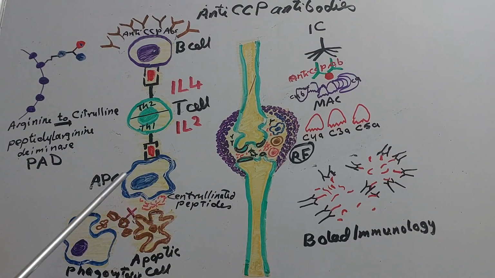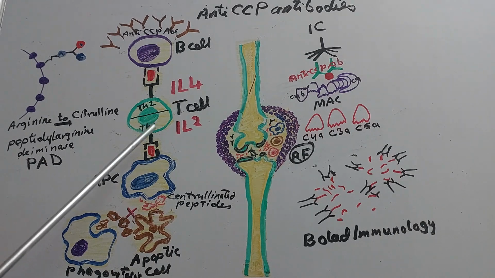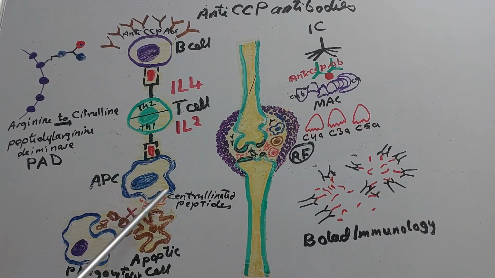So these citrullinated peptides will be taken by antigen presenting cells, for example, macrophages. They get processed inside this antigen presenting cell, and then they get presented in association with major histocompatibility class 2. And now T helper 1 interacts with a macrophage, and this interaction results in expression of interleukin 2 and interferon gamma.